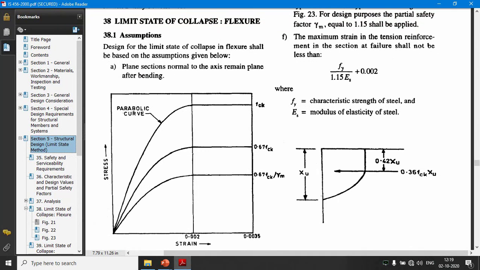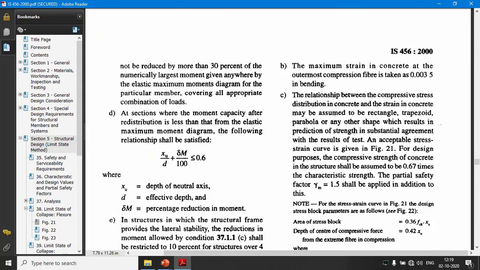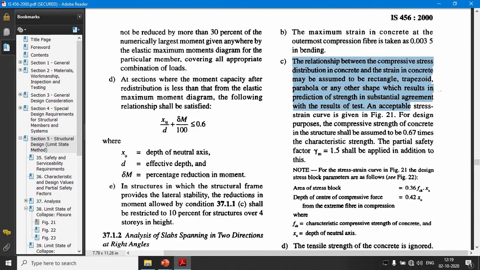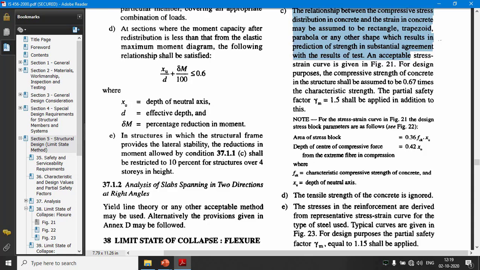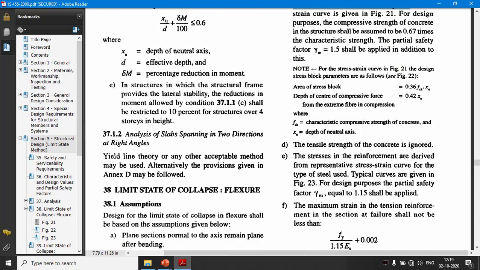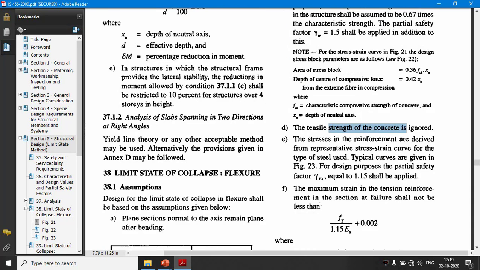In assumptions, they have given all the assumptions. Plane section normal to the axis will remain plane after bending. What all things I have covered, what all curves I have shown, it is being given in the code book. Maximum strain is 0.0035. Then next, the relationship has to be a rectangular-parabolic combination of both. The next is the tensile strength of concrete, it is ignored.